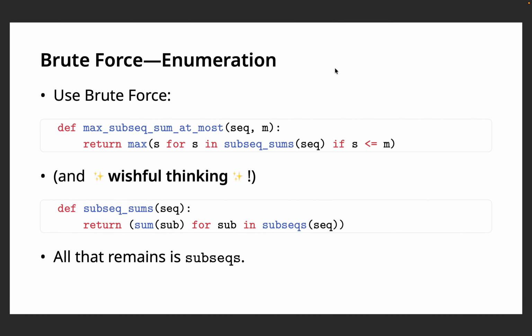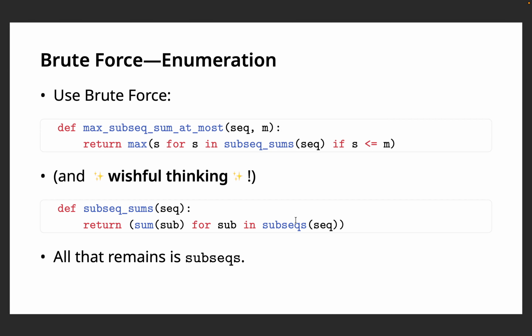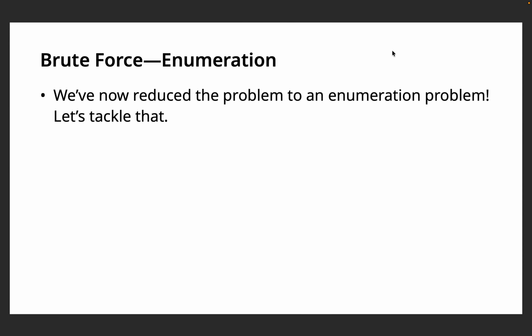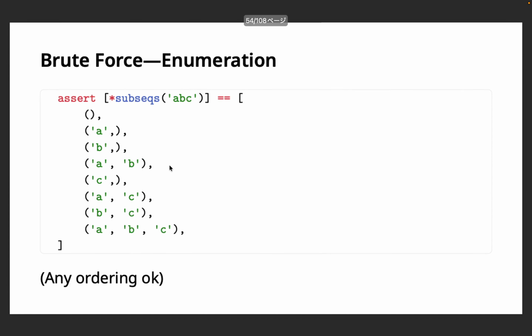Okay, so now what we've done here is we've reduced the problem of getting the max subsequence sum to getting the subsequences of some particular sequence. So we just want to enumerate all of the subsequences here. We'll look at different ways to do that. So our problem is now this. It's a lot more straightforward than the original problem.